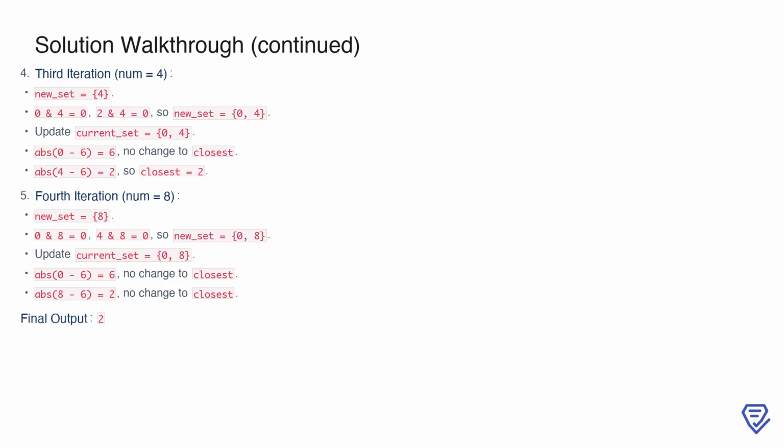In the fourth and final iteration, we handle the number 8. A new set is created as new_set = {8}, and the AND results are 0 & 8 = 0 and 4 & 8 = 0, leaving new_set = {0, 8}. Updating current_set gives us {0, 8}. The differences abs(0 - 6) equals 6 and abs(8 - 6) equals 2 do not improve closest, so the final output remains 2.